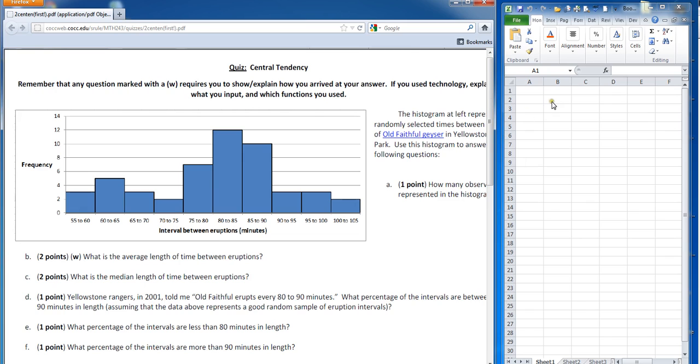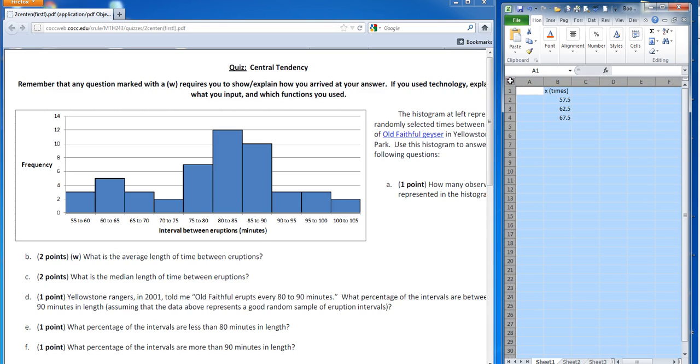You may have noticed I've opened up Excel over here. I'm going to go ahead and start typing into Excel. I'm going to keep track of those times. Now, you might notice what I'm doing here. I'm keeping track of the midpoints of each of those intervals. I'm going to call these the X's or the times. Let's even get fancy. These are the times in minutes.